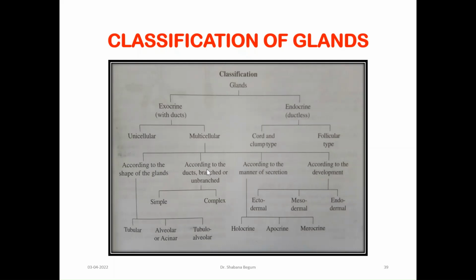Then according to the ducts, it may be simple or complex. According to manner of secretion, it may be holocrine glands, apocrine glands, merocrine glands. According to the type of secretion, it will be serous acinus, mucous acinus, and the mixed variety. And according to development, it will be ectodermal, mesodermal, and endodermal glands. Then endocrine glands are further classified as cord and clump variety, and the follicular variety.